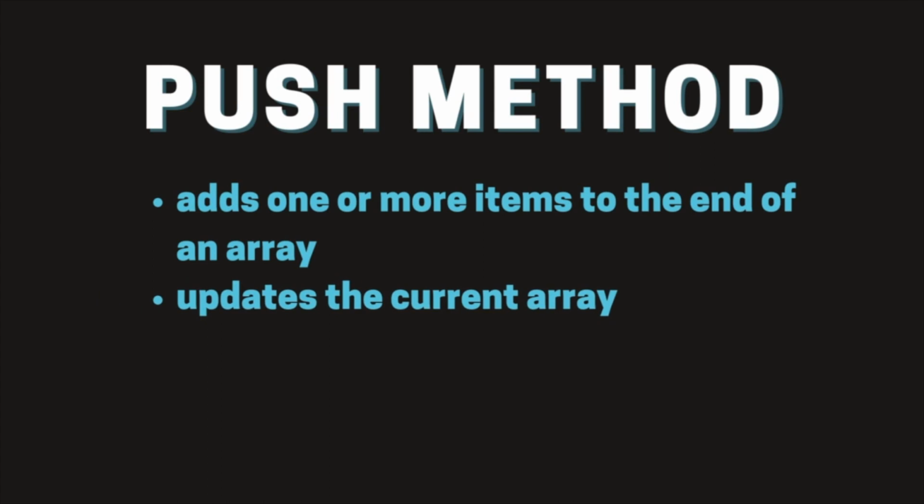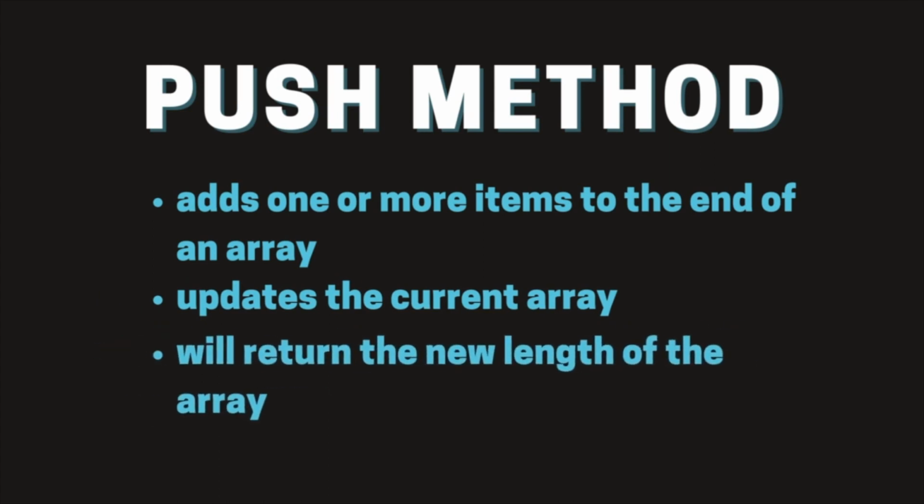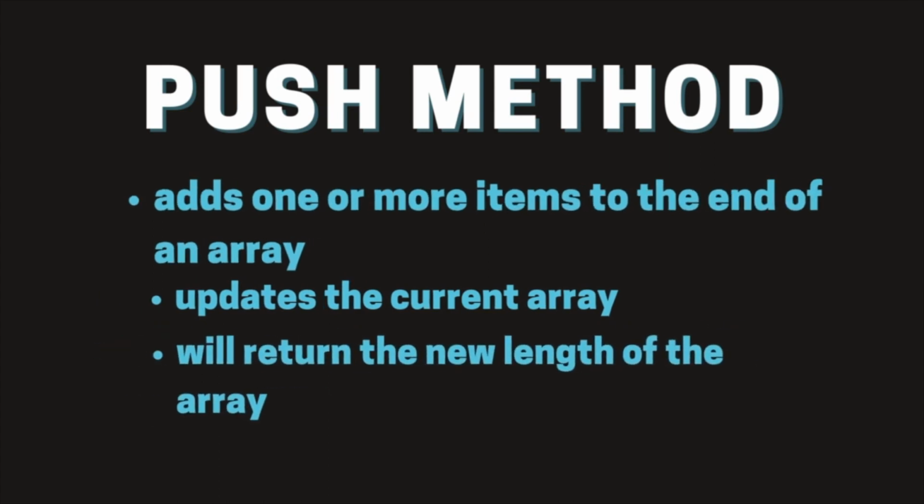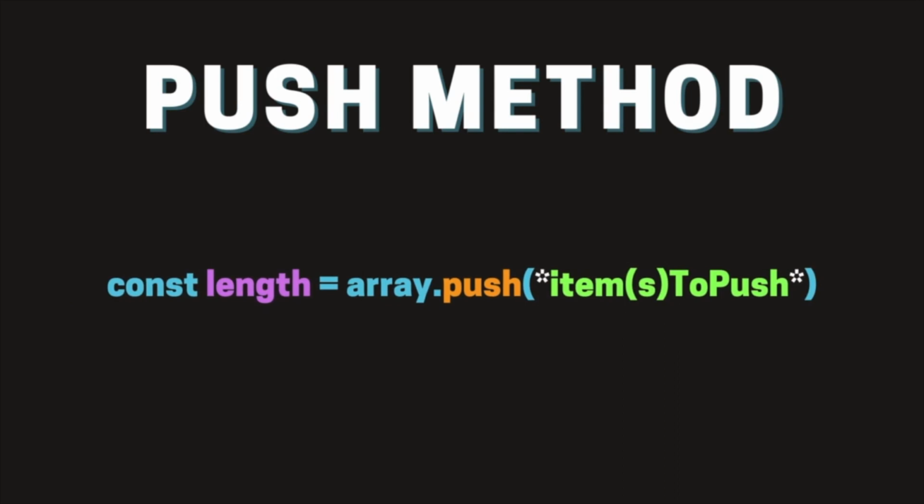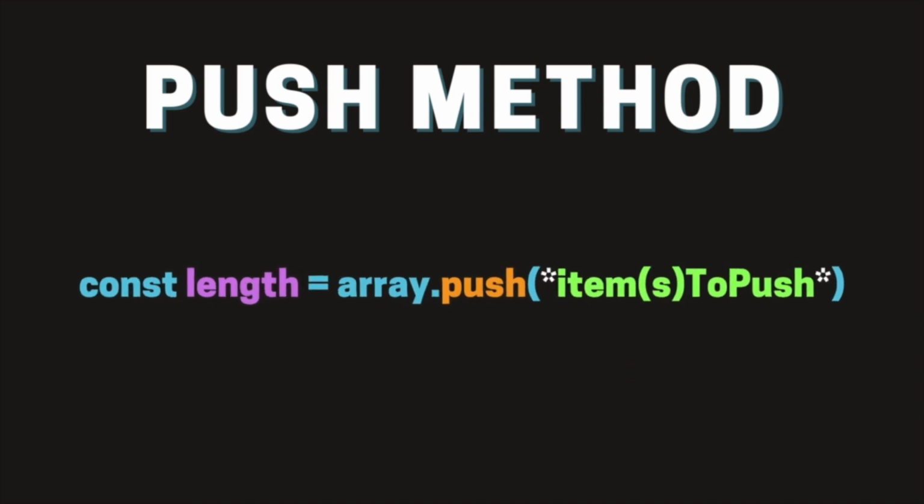This method manipulates the array itself. The method call will return the length of the updated array. Let's talk about the push method syntax. This variable will be the length of the updated array. This is the call to the push method. This is the item or items that will be added to the end of the array.